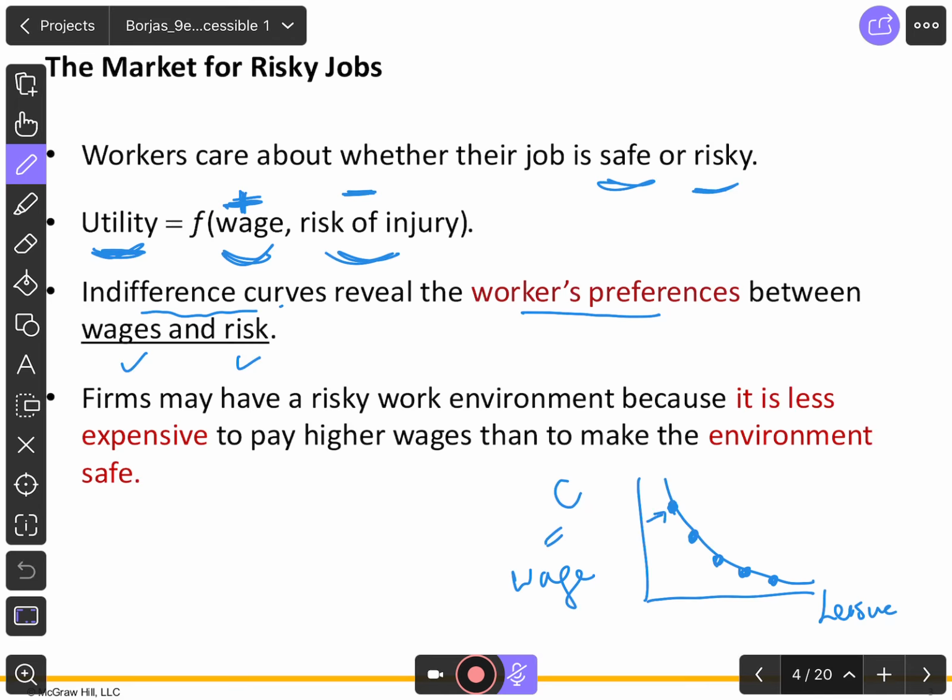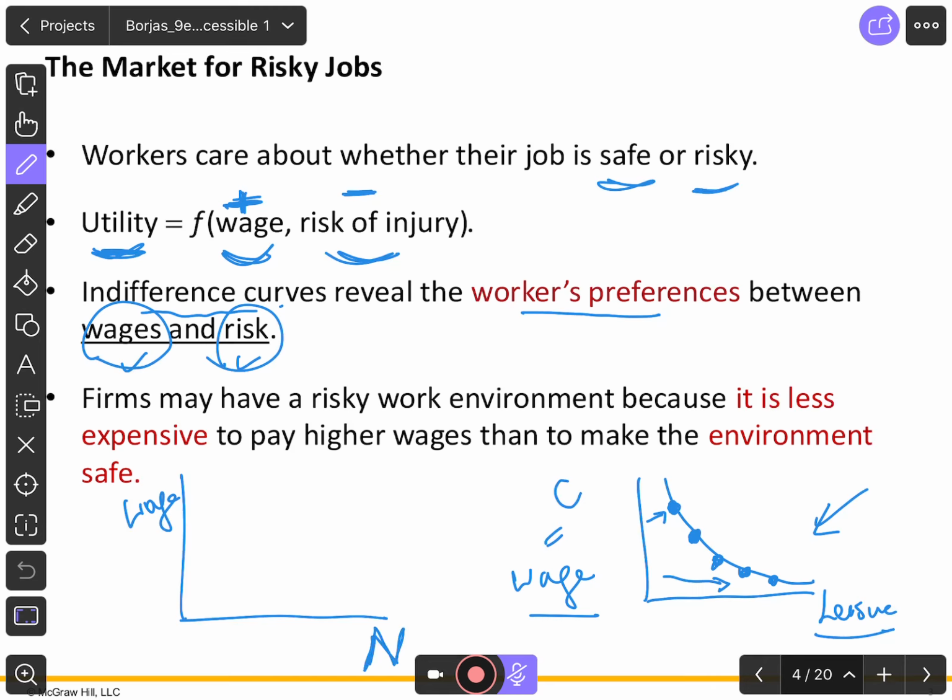Someone would prefer to work more so they can get a higher wage, and others would prefer to relax more and get a lower wage. So different workers have different preferences. That was in chapter 3, between leisure and wage. Now our indifference curve is between wage and risk. This is the wage again, but this one is the risk. It has an abbreviation as N, noise. Noise on the job, or risk on the job.